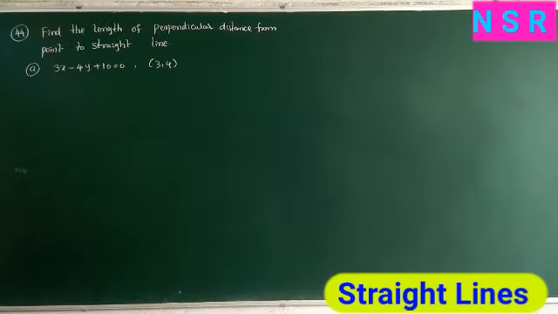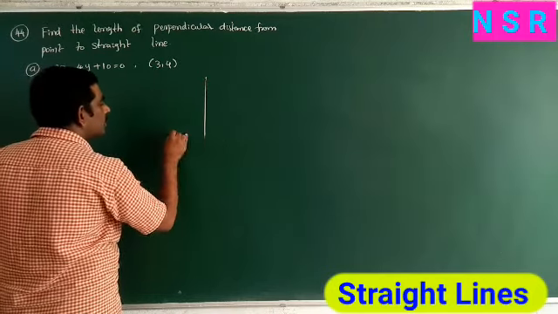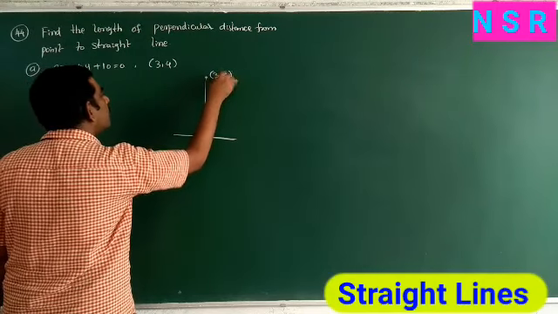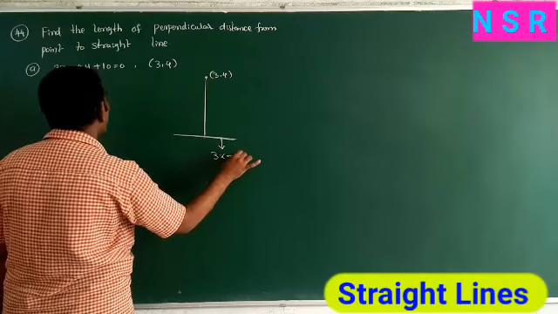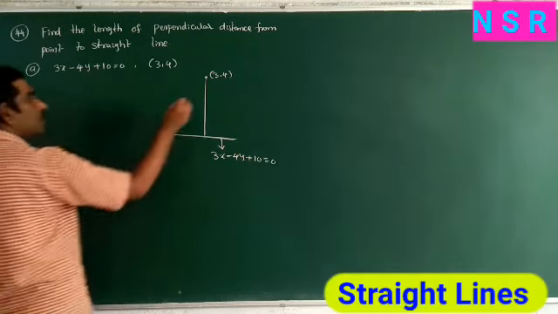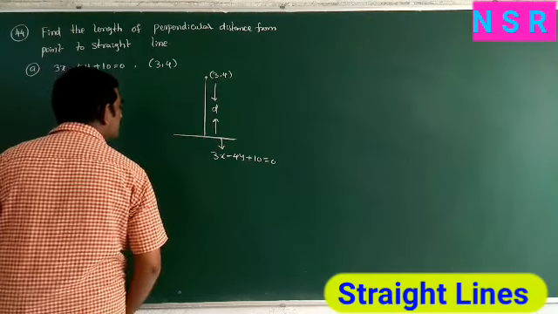So, next question number 44. Find the length of the perpendicular distance from point to straight line. Here given one point, that is x1, y1 = (3, 4), and here given line ax + by + c, that is 3x - 4y + 10 = 0. The distance from this point to line is the perpendicular distance, denoted by d.